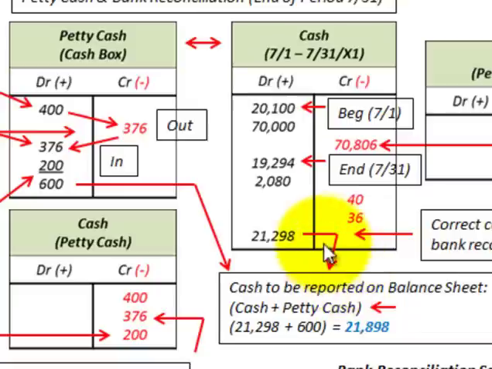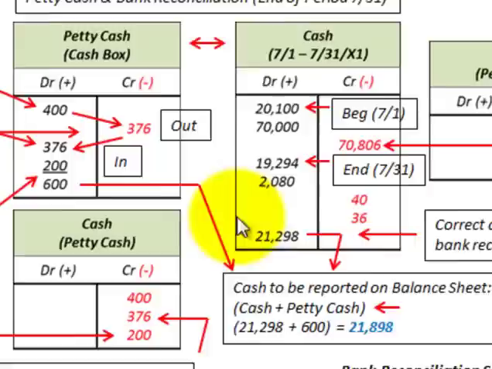So just to review what we've done, we started out with our cash account at the beginning of the period, 7/1, and that was what was recorded on our balance sheet. Then we had some cash receipts and some cash disbursements, and then we come up with what was on our balance sheet at the end of the period. But then we had to make some corrections based on our bank reconciliation, items that we wouldn't have recorded in our cash account. So we made those corrections, and then we come up with the correct cash balance of $21,298.